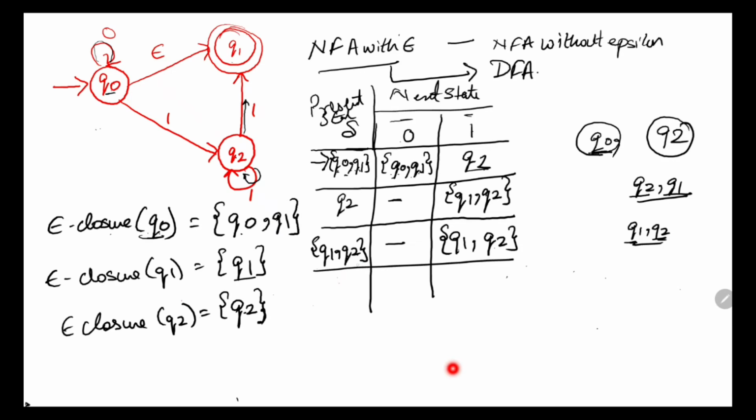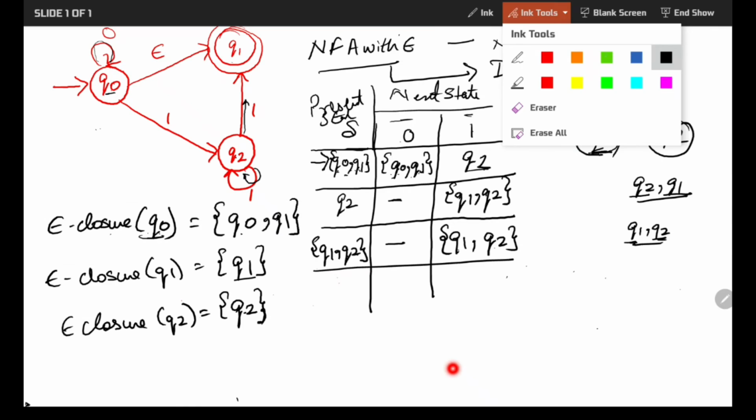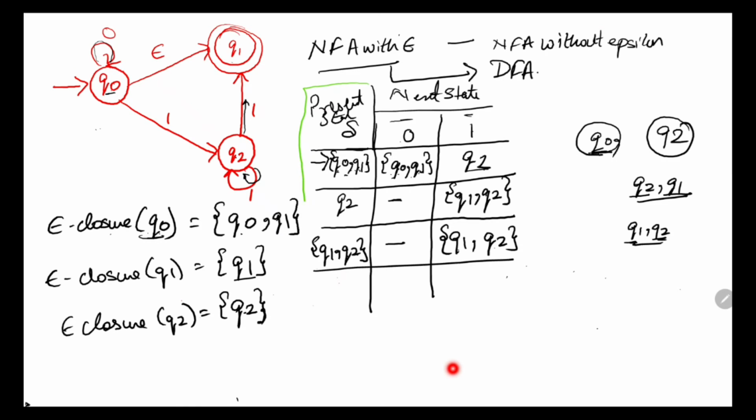Fine. So to complete the transition table, we need to mark the final states as well. In this case, which one is the final state? Q1. Alright. So we will look in the present state column only. In this column we look at which states have the final state as a member state. So this one will become a final state and this one will become a final state. Fine. So this is our converted DFA.